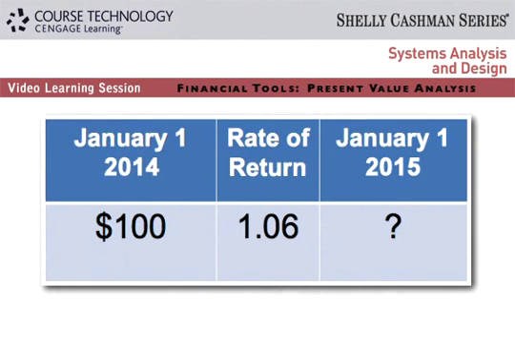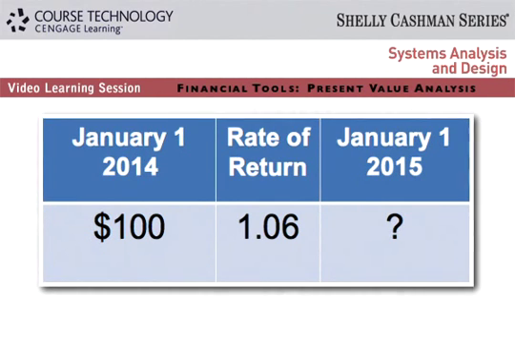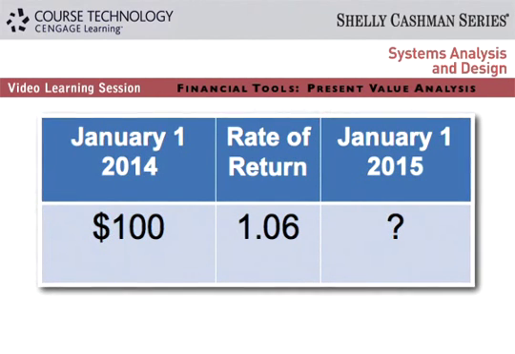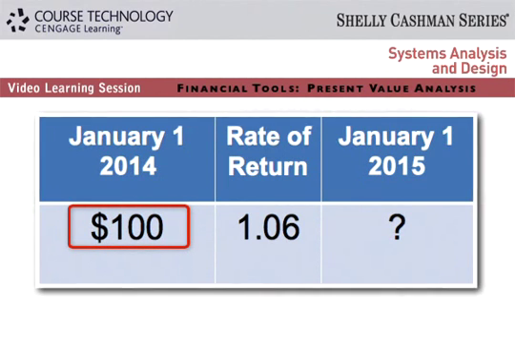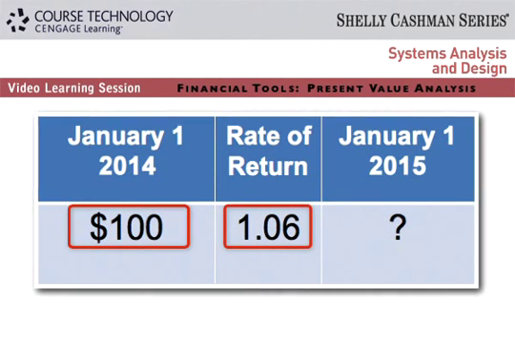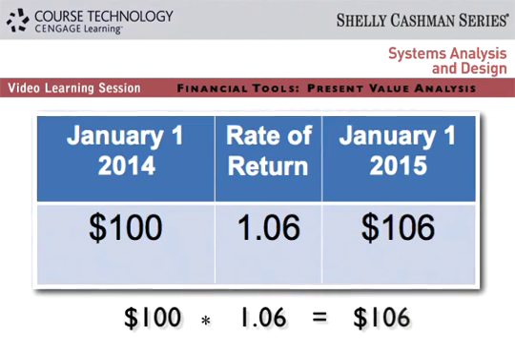Let's use an example of getting $100 on January 1st and investing it for a year at 6%. To calculate the value, we multiply 100 times 1.06 to get $106.